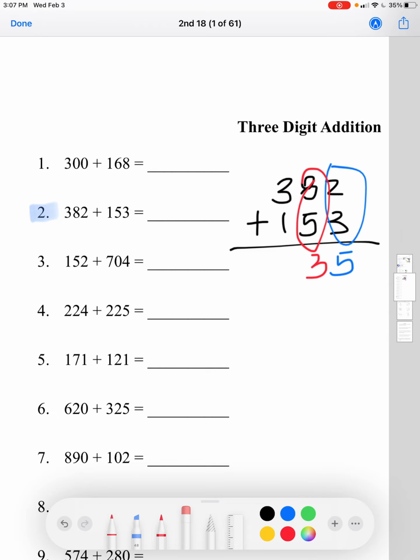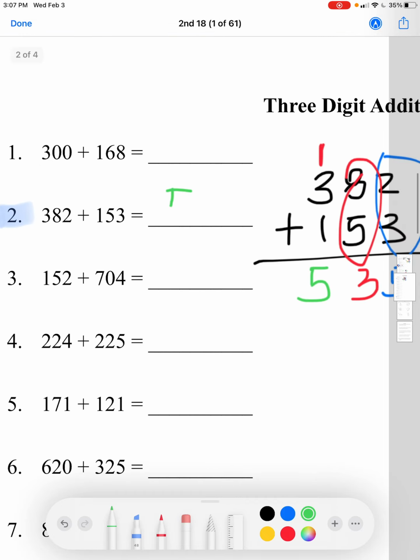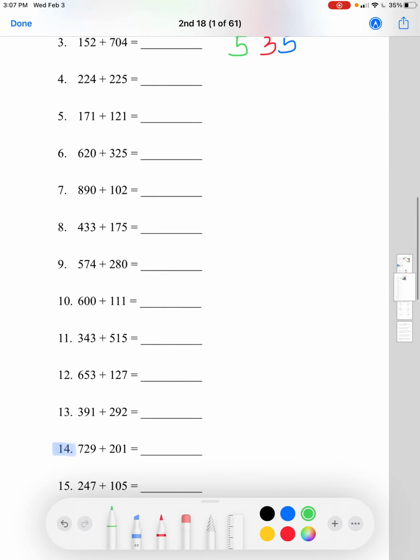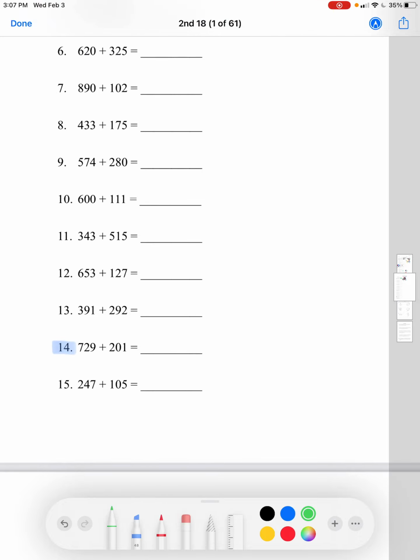But since we cannot have 2 digits in one place value, we're going to have to regroup that 1 and move it to the hundreds place. Now we have 1 plus 3 plus 1 in the hundreds place, which is 5. So 382 plus 153 is 535.